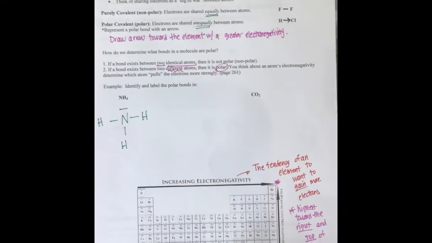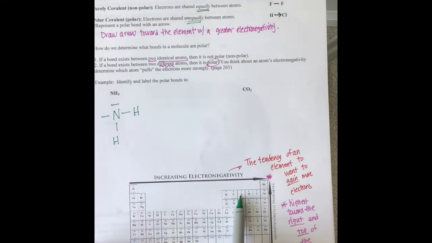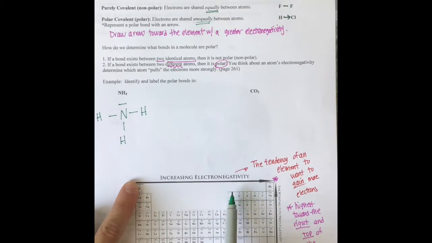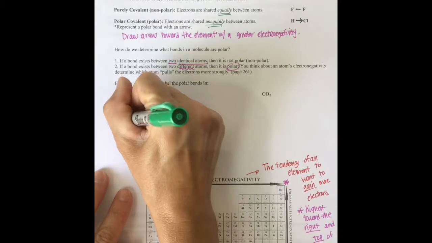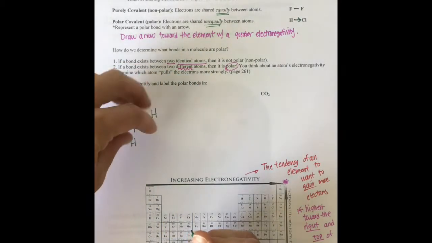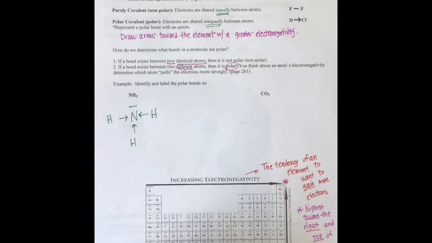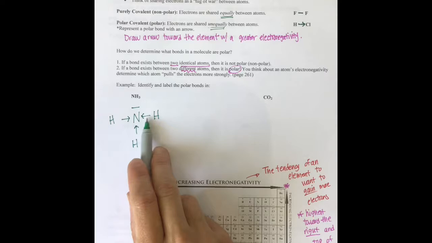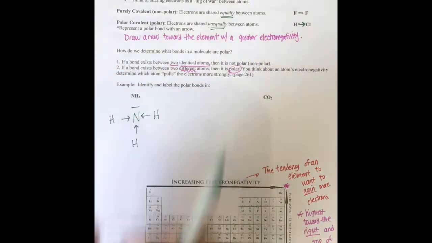Let's look at our table down here. Here's nitrogen and here's hydrogen. You can see that nitrogen has a higher electronegativity. So I need to show the electrons are being pulled by the nitrogen in this case. And that's how I would complete this picture. It has 3 polar bonds pulling towards the nitrogen.